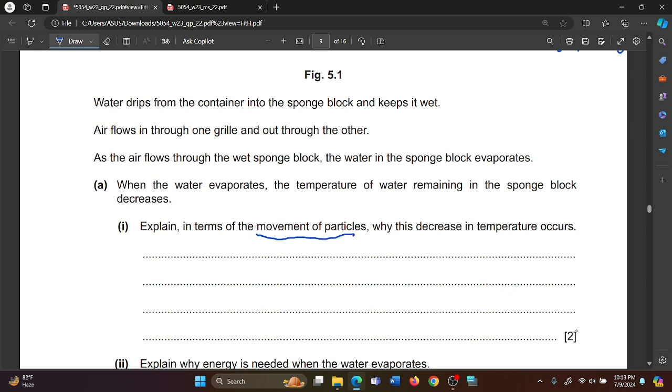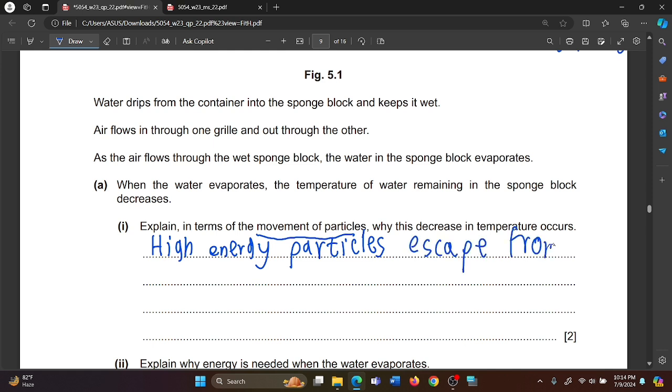So let's start. The mark is 2, so we should write 2 points. For the first point, I write high energy or fast moving particles. High energy fast moving particles basically means the same thing. High energy particles escape from the water. This is one point.